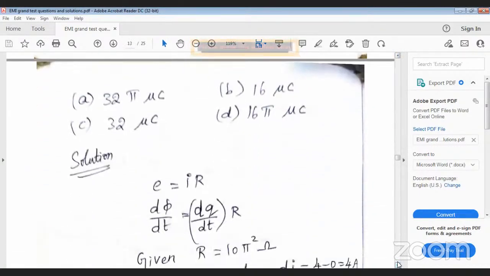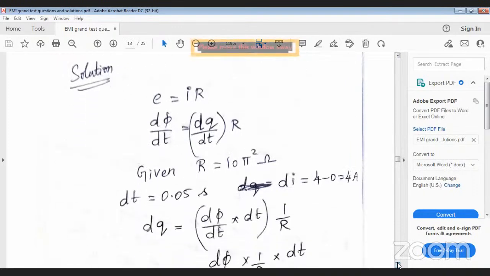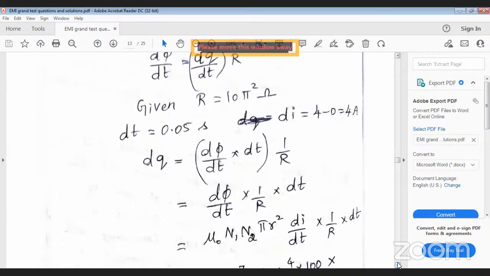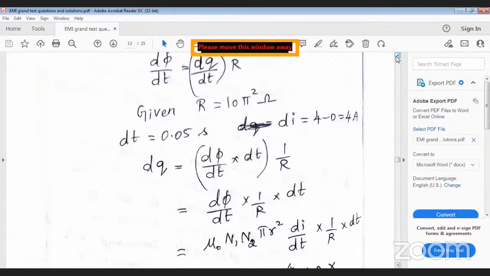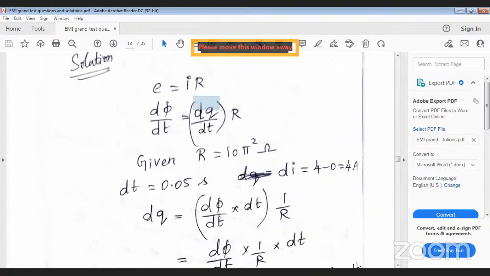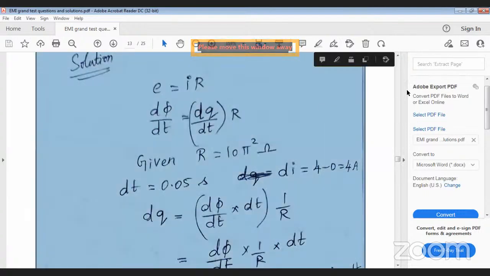So 10 pi squared. So we need to find out di by dt. Di by dt means the rate of change of current. Current is actually falling from 4 to 0 in 0.05 seconds. So di is 4 ampere, dt is 0.05 seconds. So what you have to find out is dq here. Okay, dq has been asked in the question.